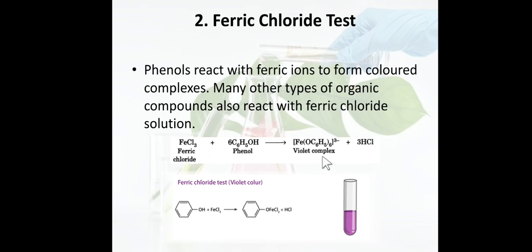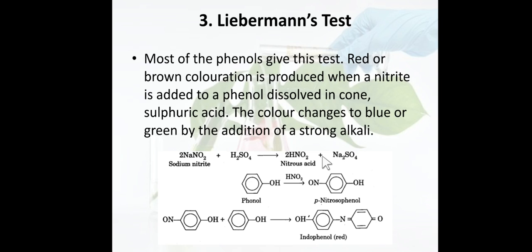The third test is Liebermann's test. Most phenols give this test. Red or brown coloration is produced when the nitrite is added to the phenol dissolved in concentrated sulfuric acid. The color changes to blue or green on the addition of strong alkali. So this is very simple and most commonly used for phenols.